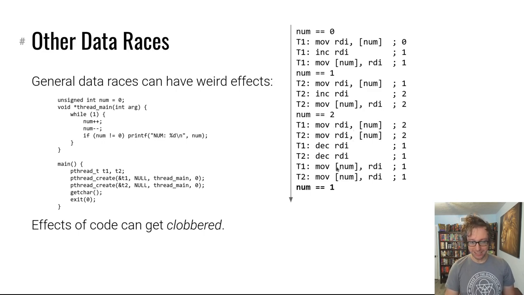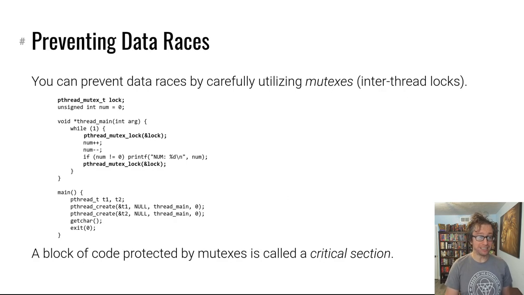Because basically this write of thread two clobbers the effect of this write of thread one. This is a data race. That's a general data race ending up in an incorrect value of num. Right? The correct thing to do would be to have thread two read this after thread one wrote the result of its calculation. All right, as what happens here, right? So data races are a problem.